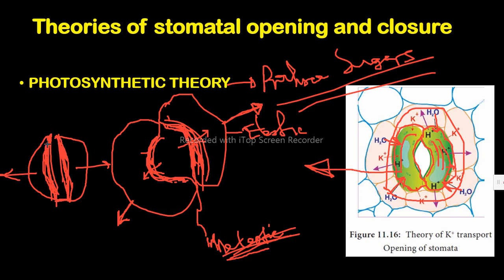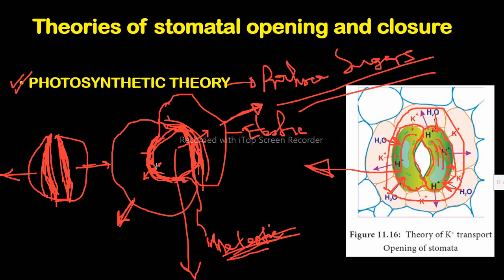You'll be amazed. So the tension that is created by these outer walls onto the inner inelastic walls will make the inner walls draw apart from each other, creating this opening. And this will happen during the day when the rate of photosynthesis is high.